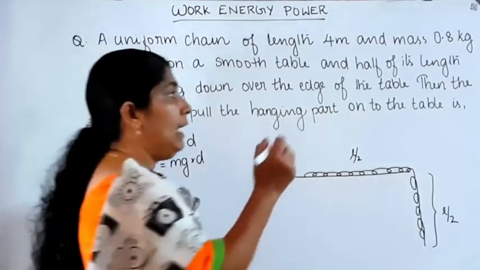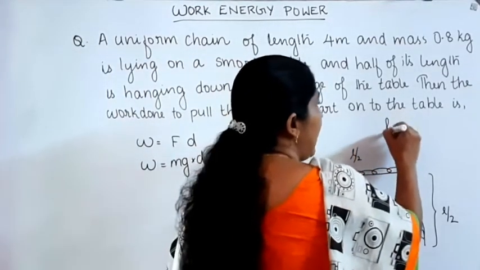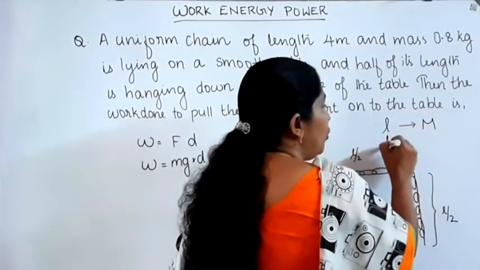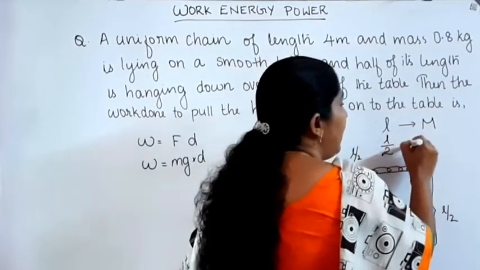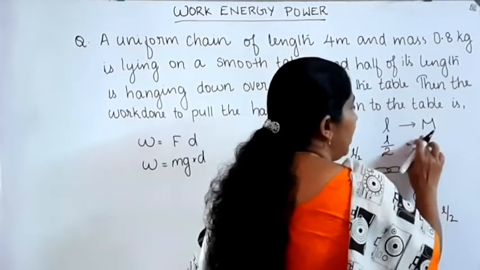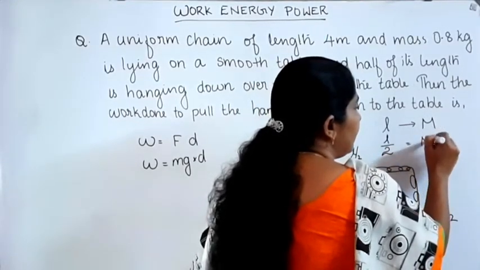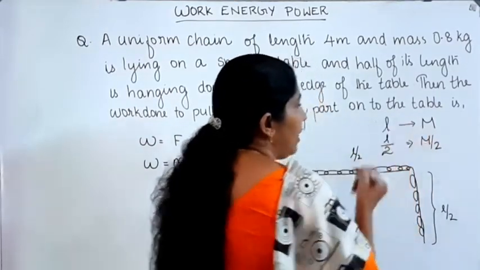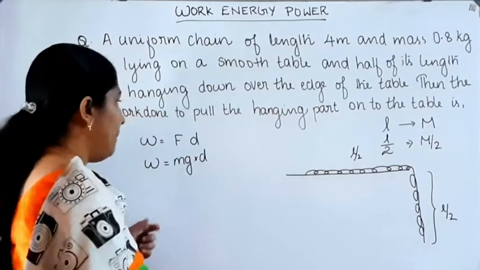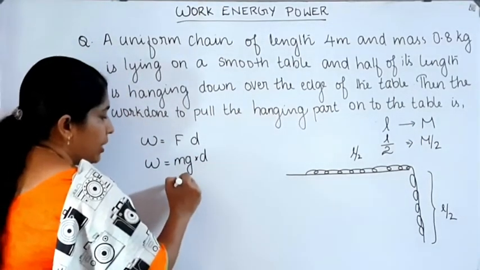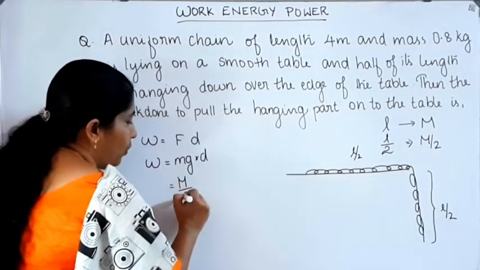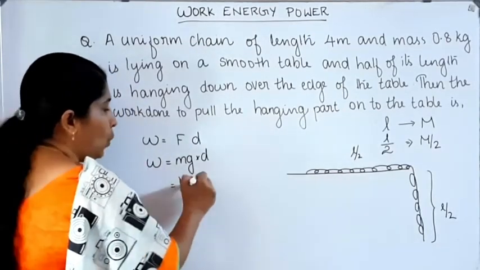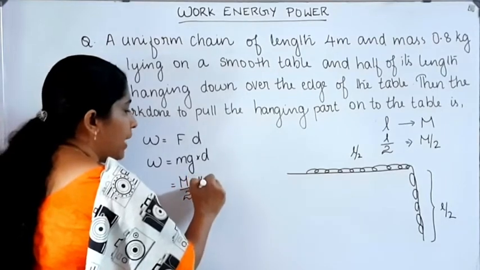Now we want to find the mass m. We know that length L has mass capital M, then the L by 2 portion has mass M by 2. So the mass corresponding to the hanging part is M by 2, and the weight is M by 2 into g, where g is equal to 10.